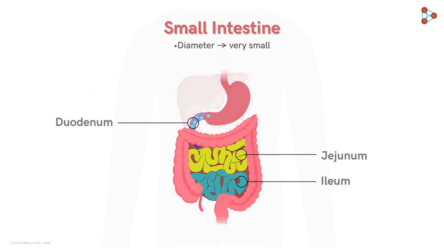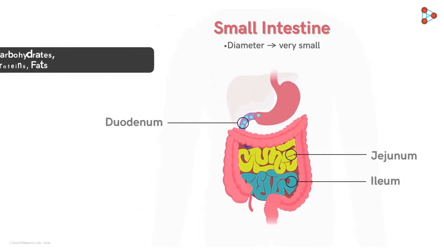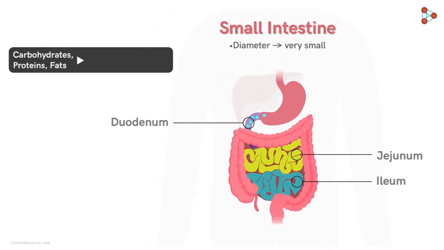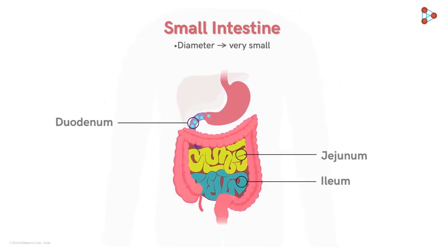For now, all we need to know is that carbohydrates, proteins and fats get digested partly as they reach the duodenum and then completely as they pass through the small intestine. So the carbohydrates, proteins and fats are gradually broken down further as they span the small intestine completely. That is, as they pass through the jejunum and ileum.